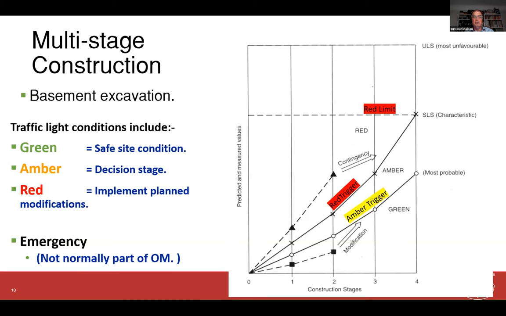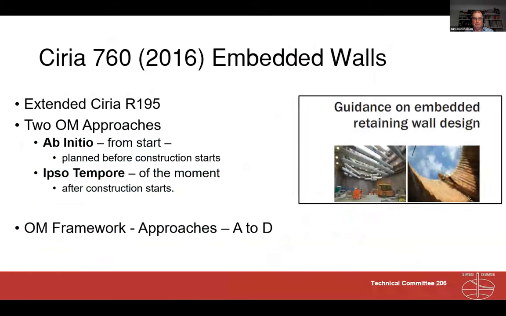If the movements start to be too great, then you need to enact your contingency plan before you get to the final stage and before you exceed the SLS, which often is the prediction that then controls the limiting bending moments in the retaining wall design. And I've put in here green, amber, and red, which identify green, amber, and red at these conditions here. So in simple terms, that's the application of OM to deep excavations.